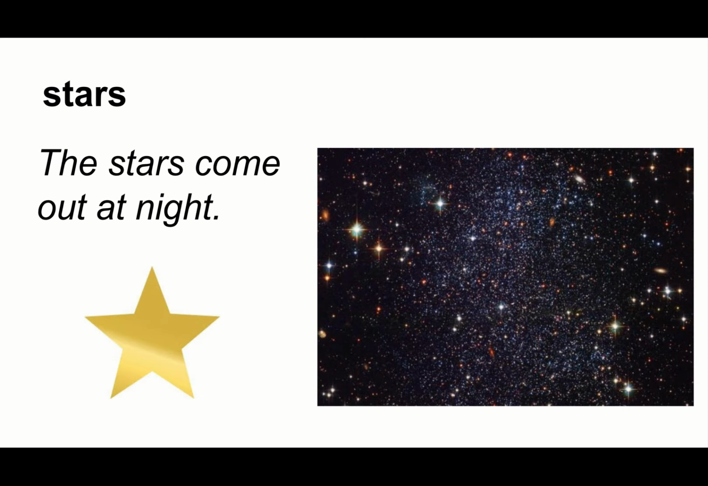I say, you say, stars. You can see the picture of stars, and the stars come out at night. So part of our story happens at night under the stars. That's all of the vocabulary words. Would you like to find out what happens? Does Mike ask Kim to be his girlfriend? Please read the story and find out.